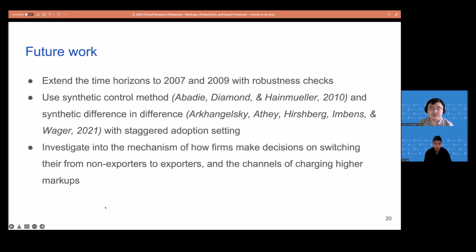So in the future, we plan to include 2007 and 2009 in our sample construction to see whether the effects become more significant in the long run. Besides, we plan to employ the severity control method and severity difference to account for the time-varying and observable confoundings. Moreover, we will also look at how firms decide to switch from non-exporter to exporter and the mechanism on channels of charging high markups.